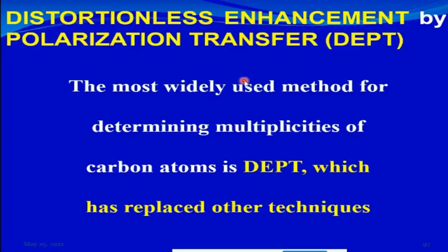Enhancement of the signals occurs. How? By polarization transfer from a more sensitive nucleus like proton to a less sensitive nucleus like carbon-13. Right?